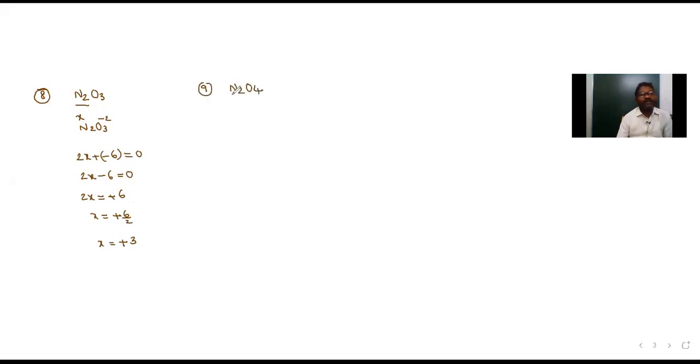What about the oxidation state of nitrogen in N2O4, N2O5, N2O, NO? Note down, all of you.